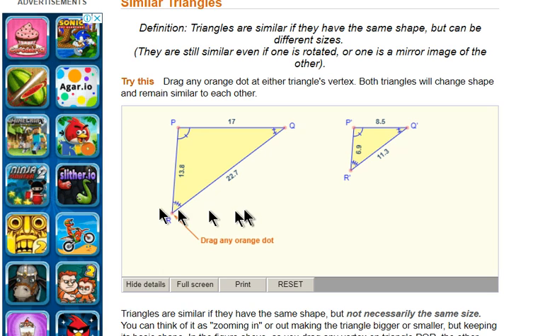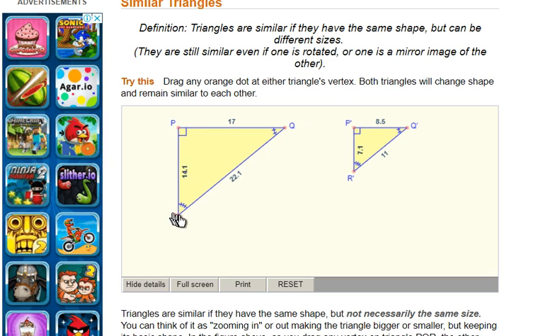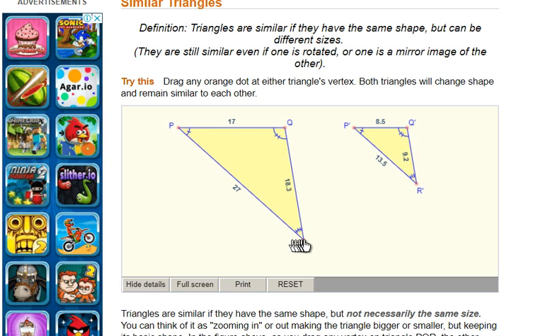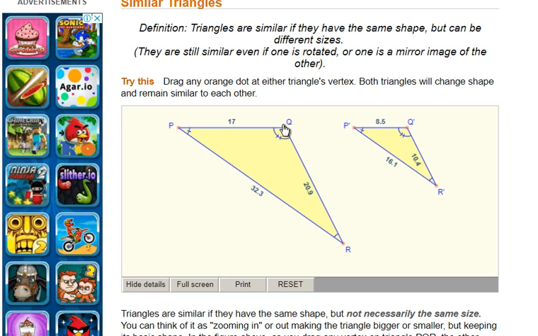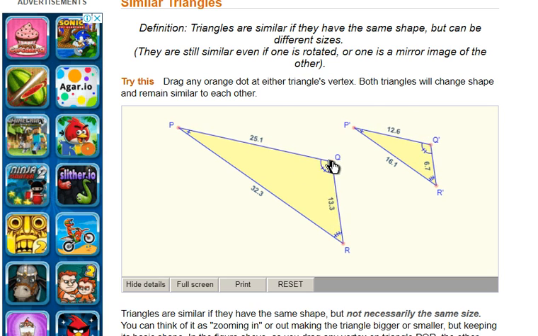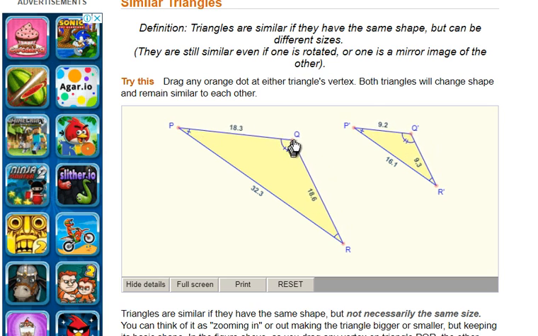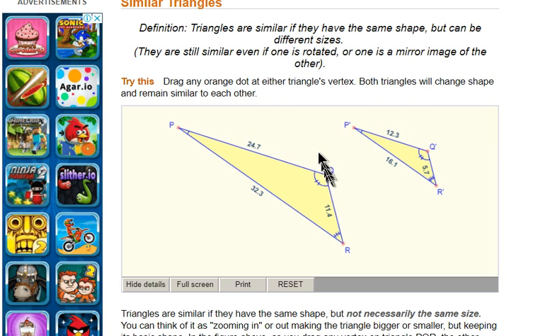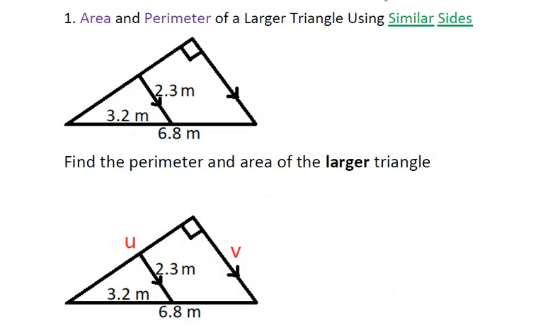Alright, it's similar. So just to explain that, you can experiment with some of these things here and move them around. You can see that everything is always double. It doesn't matter what you do here, if the angles are all the same, everything's always double. Alright, so just to get rid of that, now let's get on with the question.